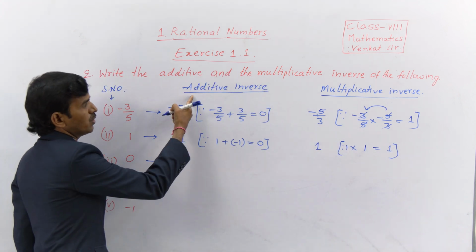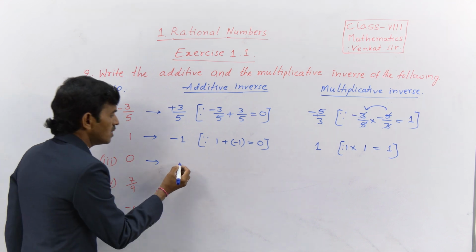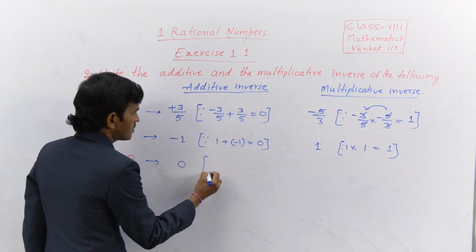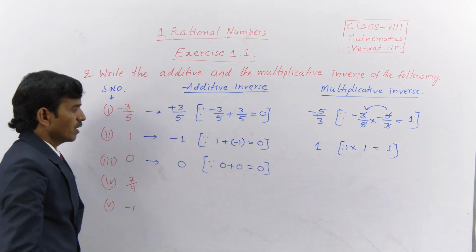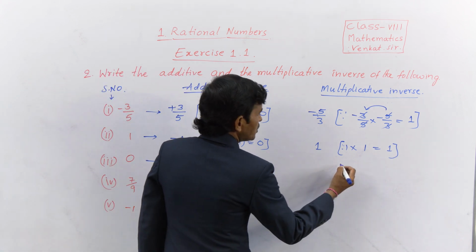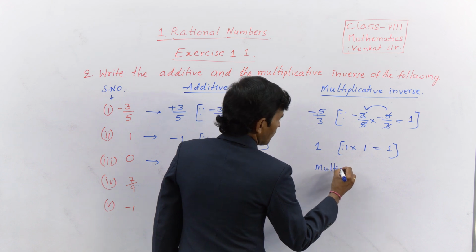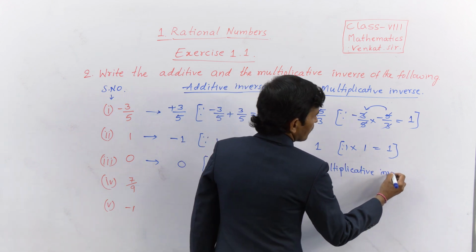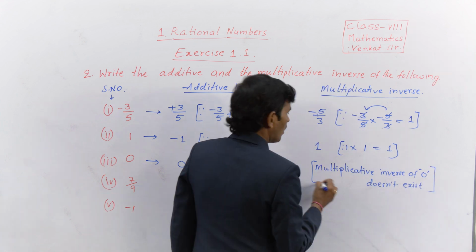What is the additive inverse of 0? For 0, if you add 0 again, you'll get 0 only, since 0 plus 0 gives us 0 itself. Alright? Next, 1 by 0. In this case, the multiplicative inverse of 0 does not exist, as the reciprocal of 0 is undefined.